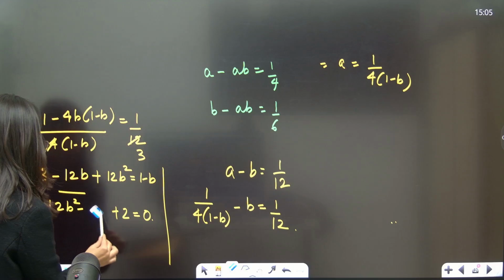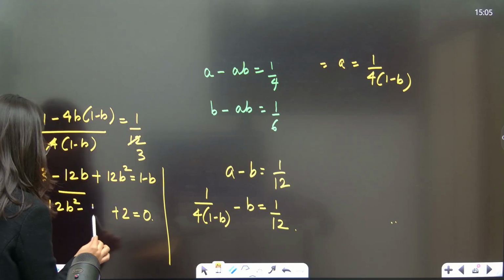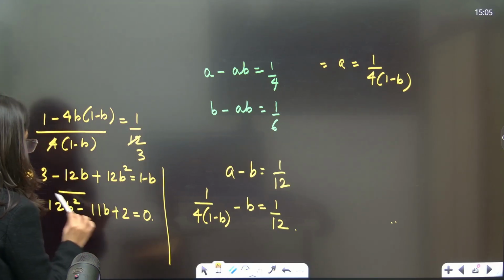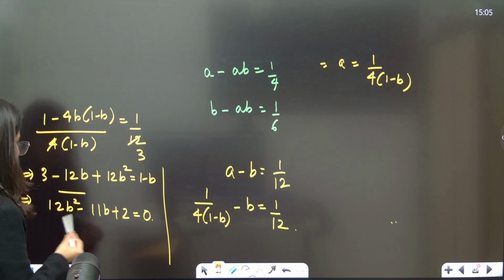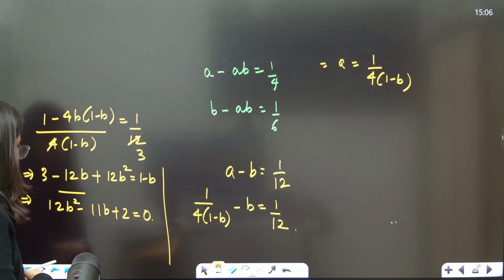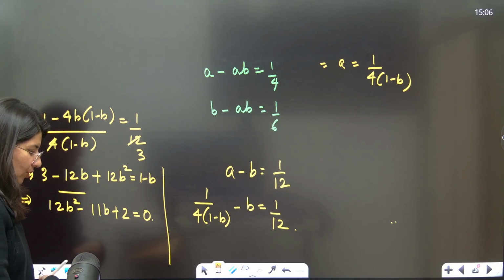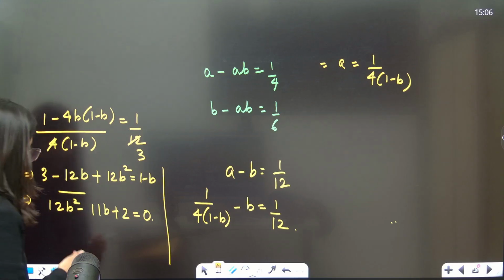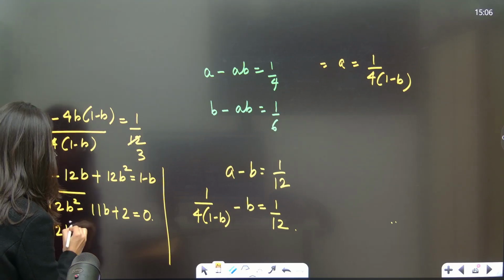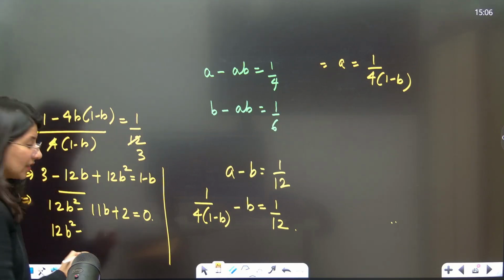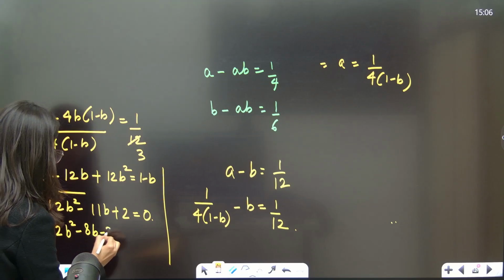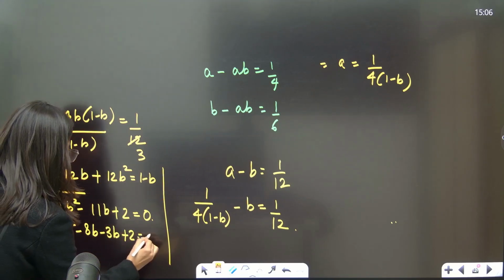Hold on. This is going to become 11. Okay. Yes. 12 and 2. 24. 24. So 8 3s are 24. Yes. 12B square minus. Now it's fine. 8B minus 3B plus 2 is equals to 0.